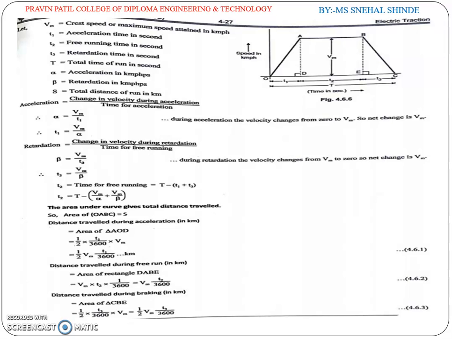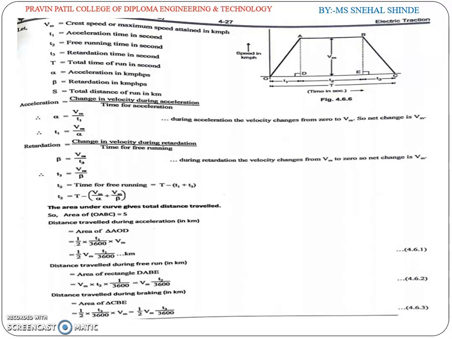So acceleration is given by change in velocity during acceleration divided by time of the acceleration. It is denoted by alpha. So alpha equal to Vm divided by T1. During acceleration, the velocity changes from 0 to Vm, so the net change is Vm. We will arrange this formula in terms of T1. So T1 equal to Vm divided by alpha.